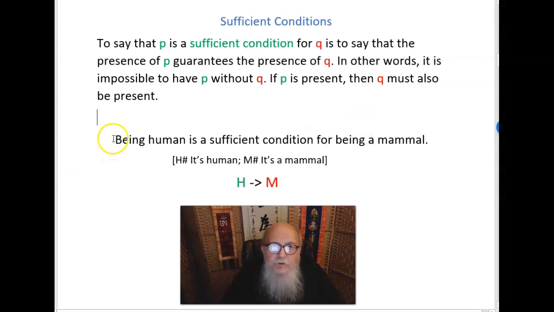So suppose you come across this sentence: Being human is a sufficient condition for being a mammal. Well, first you make your dictionary. H, it's a human. M, it's a mammal. And then you think, well, what's the sufficient condition? Human. So it goes in the antecedent, and that's translated as if H, then M, right? All you need to know about an animal to determine it's a mammal is to know that it's human.